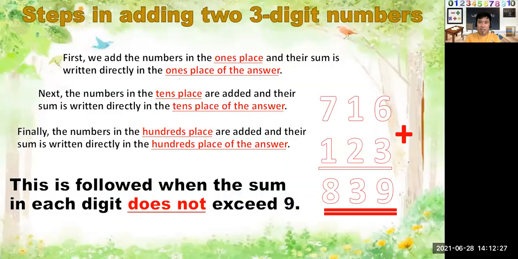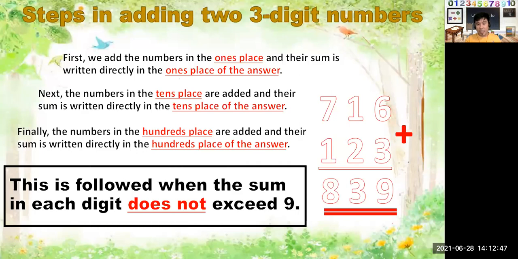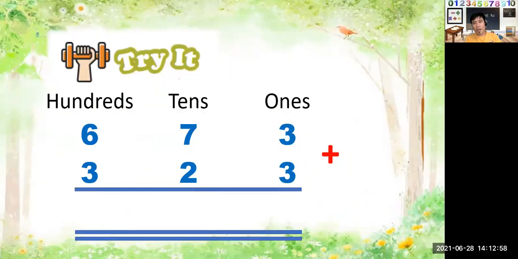Now, these steps are followed only if the sum is not more than 9. Sum means the answer, like 6 plus 3 is 9. Not more than 9, this one is okay, these steps. 1 plus 2 is 3, it's okay. But if the number exceeds 9, meaning more than 9, we cannot use these steps, okay? We will use another way, okay? Now here we go. Let's try this one.